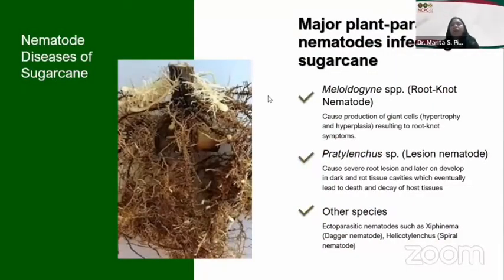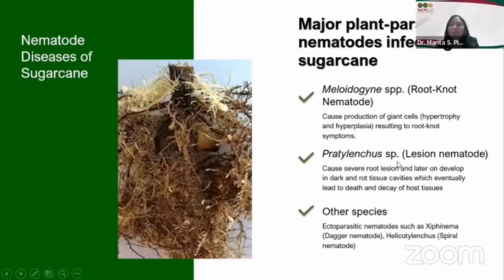In sugarcane, there are only 2 important species of nematodes. We have the Meloidogyne, or the root knot nematode. This species of nematode is capable of producing giant cells. Giant cells are produced by hypertrophy and hyperplasia, meaning an increase in cell size and cell number, resulting in root knot symptoms.